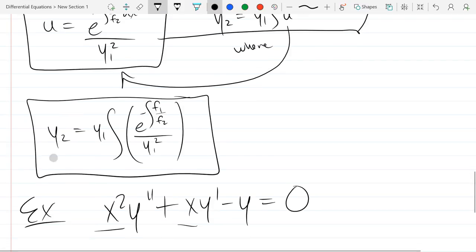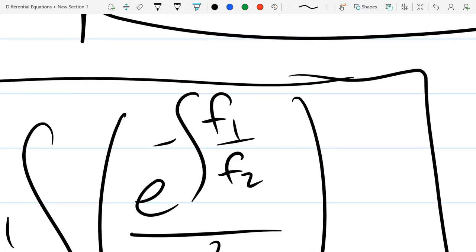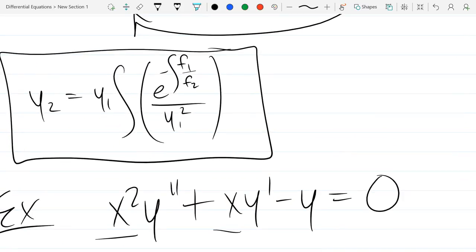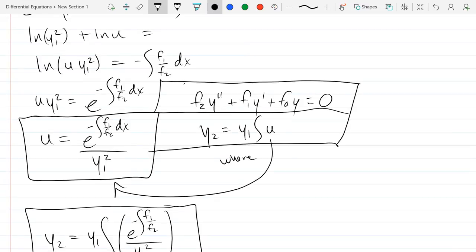So go ahead, write down f1, f2. You get the inside, the upper integral first. Divide by the y1 squared. Oh wait, I have to tell you a solution, don't I? Or you can't do anything. I better write that up here. And given y1 is a solution. And of course that y1 better not be zero.